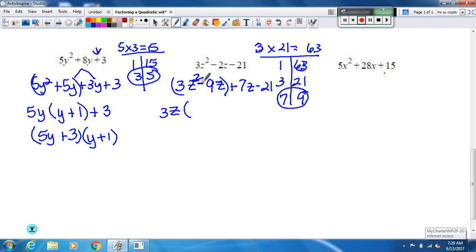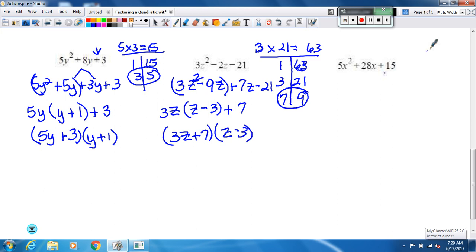So I have a 3 and 2 z's. I took a 3 and 1 z out, so that's a z left over. Minus 9 divided by 3 is 3. Plus 7 and 21, I can divide those by 7. So my final answer is 3z plus 7 times z minus 3.